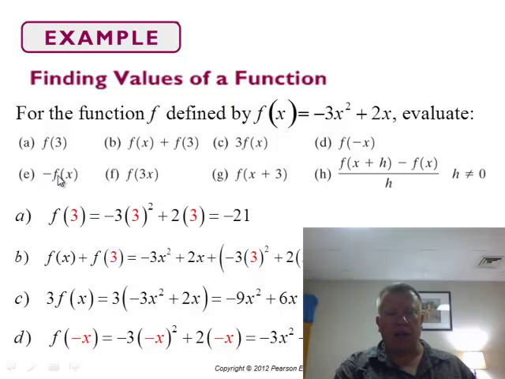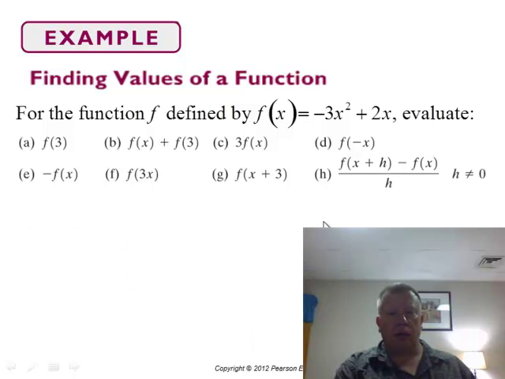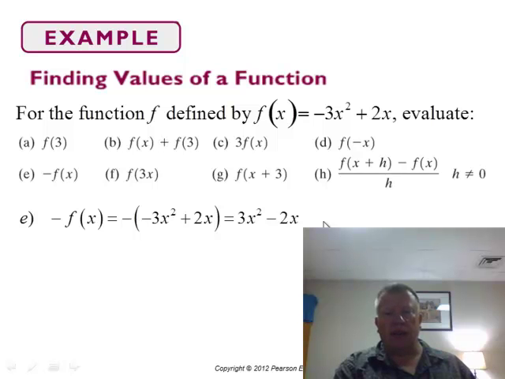Moving on to part E, the negative of f of x. Now look, before I go on, do you think that f of negative x is going to be the same as negative f of x? Well, the short answer is it depends. It depends on the function. For this particular function, if you replace x by negative x, let's see what we get. Here's negative f of x. And that's the negative of negative 3x squared plus 2x. And the result is, of course, you're just switching signs here. You get 3x squared minus 2x. And that's not the same as f of negative x.